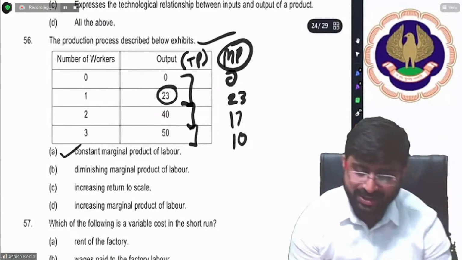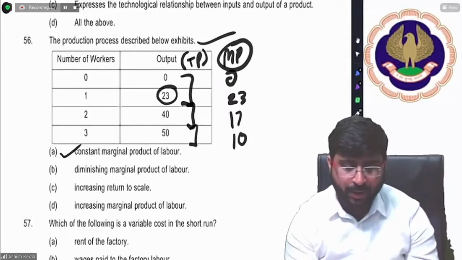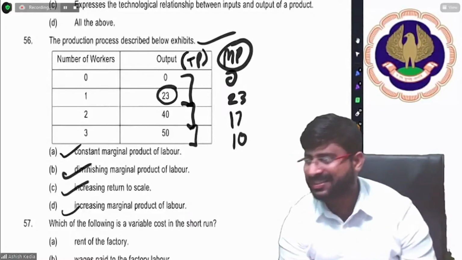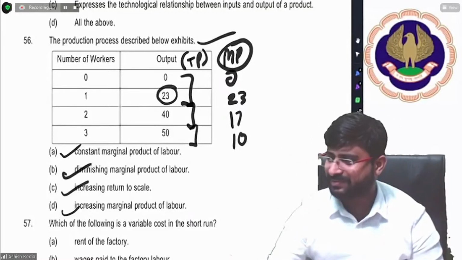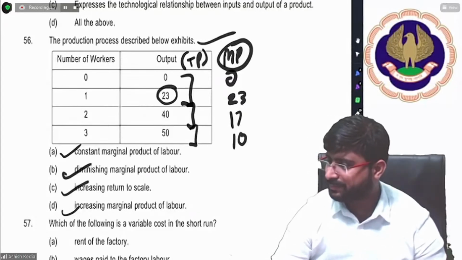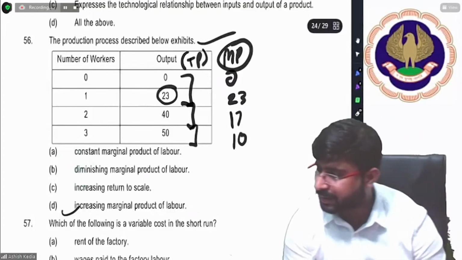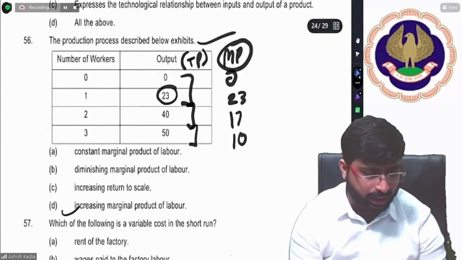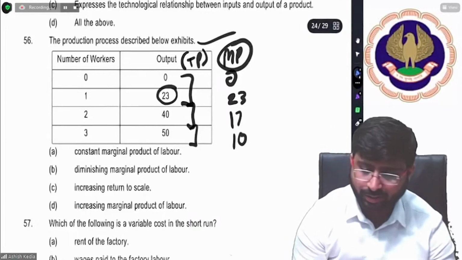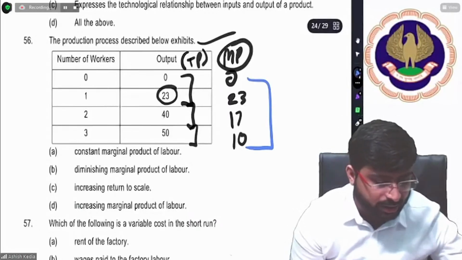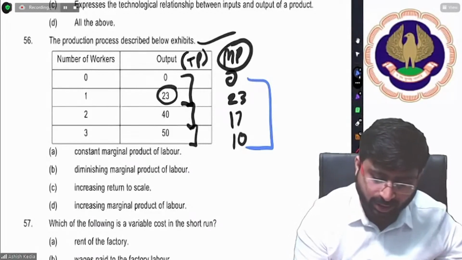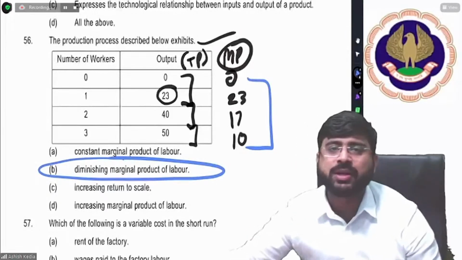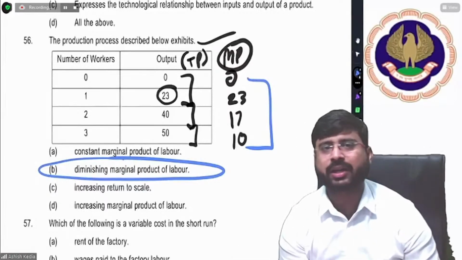It's showing constant marginal product of labor, diminishing marginal product of labor, increasing returns to scale, or increasing marginal product of labor. Let's see what your answer is. So, my dear friends, you can see it's showing the diminishing relationship here. Your answer is diminishing marginal product of labor. It's the correct answer.